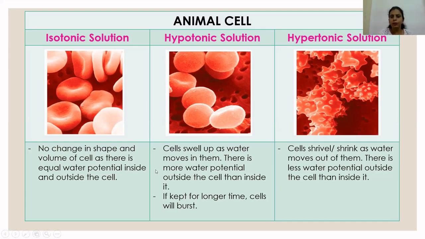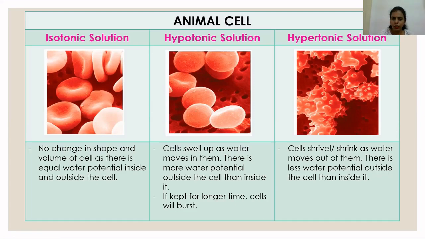The second type of solution is the hypotonic solution. Now if you look here at the picture, you can make out the difference clearly in both the pictures, isotonic as well as hypotonic. In the isotonic solution, the depressions can be seen easily. Why? Because there is no change in shape or volume of the cell. But in the case of a hypotonic solution, you can make out that the cells are swelled up, they are bulged up. Why? Because in a hypotonic solution, the water potential is always higher due to low solute concentration compared to the cell cytoplasm.